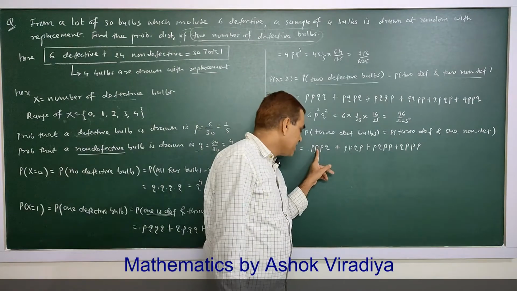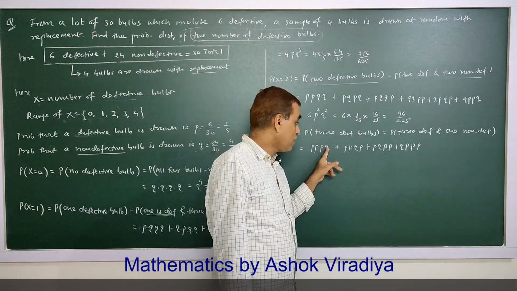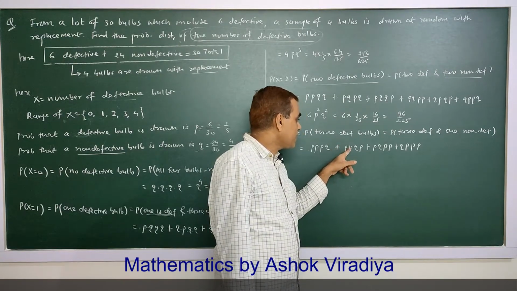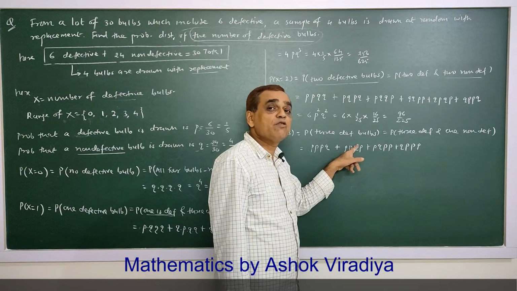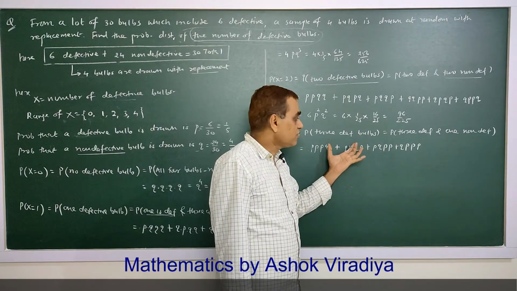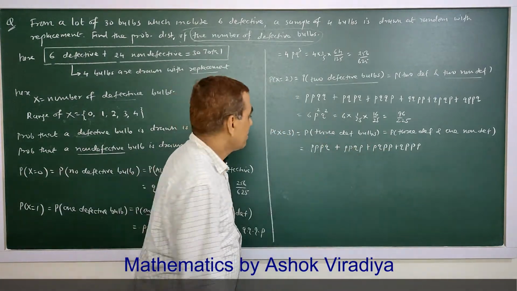First defective, second defective, third defective, fourth non-defective. Or first defective, second defective, third non-defective, fourth defective. So it's a different selection. Similarly, we consider all possibilities.